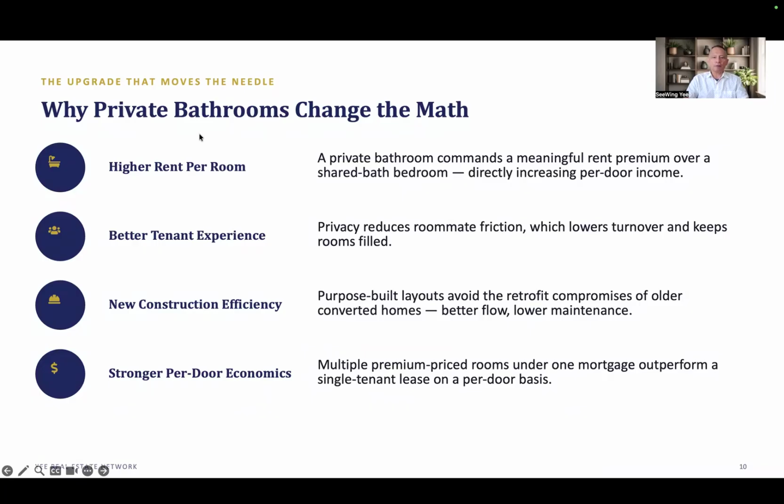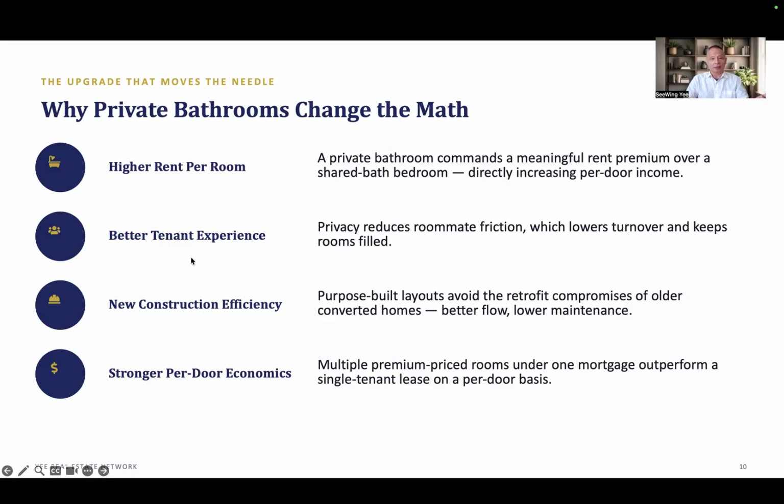So why private bathrooms change the math? 1 bedroom, 1 private bath changed the math because a private bathroom commands a meaningful rent premium over a shared bathroom situation. When you have renovated older co-living properties, typically you have like 10 bedroom, 3 bath. Like you're gonna have three or four member tenants sharing one bathroom. That's not good. All right.